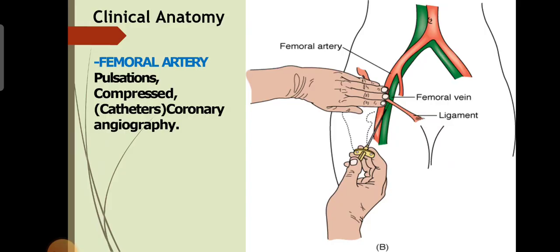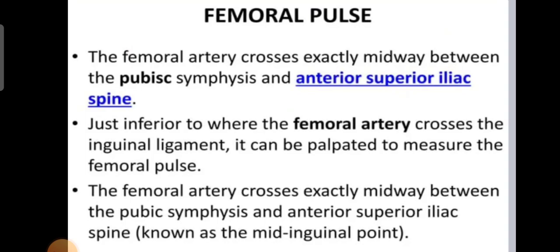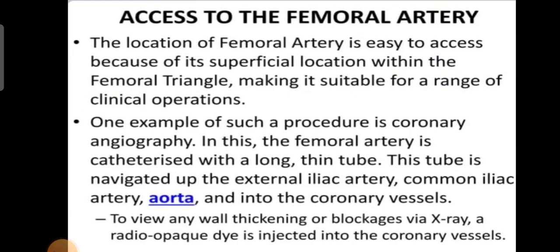Now the clinical anatomy. First is the femoral artery. The pulsations of the femoral artery can be felt at the midinguinal point. Then the access to the femoral artery can be done through the femoral triangle during the coronary angiography at the midinguinal point.